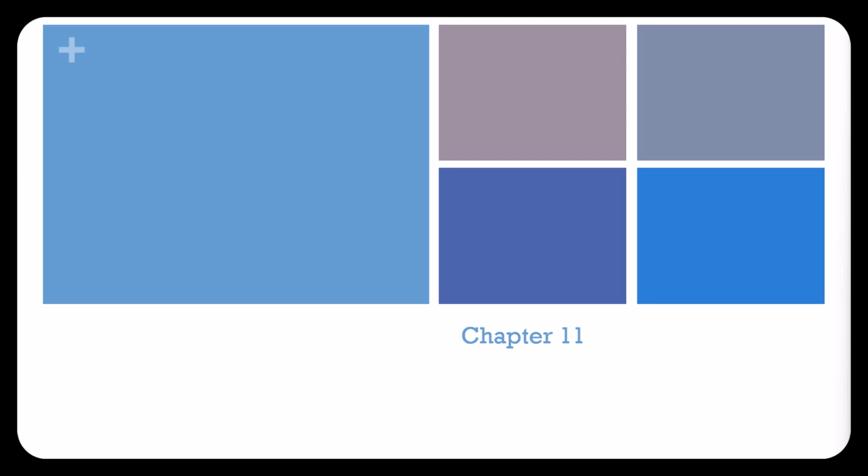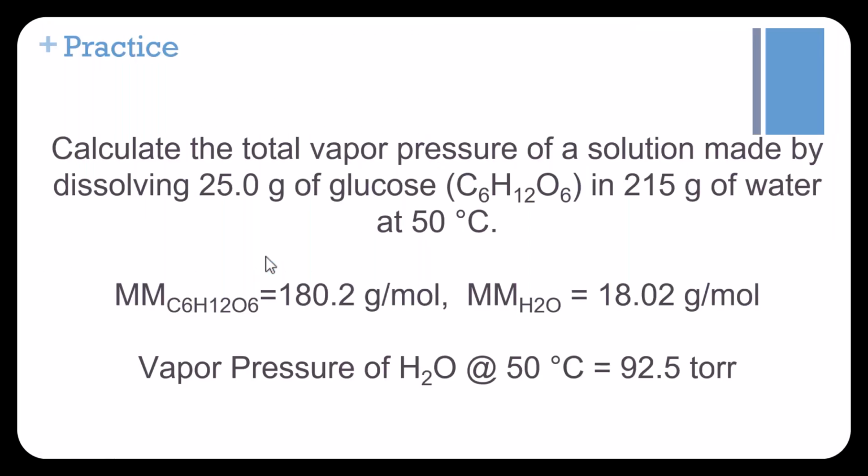In this video, we're going to do just another example of vapor pressure lowering. This one's ramped up a little bit because we've got to determine a couple more factors than we did in the last one. So here's our problem. Calculate the total vapor pressure of a solution made by dissolving 25 grams of glucose in 215 grams of water at 50 degrees Celsius. If you would like to challenge yourself, go ahead and pause the video and see if you can work it out. If not, I am going to work it out with you.